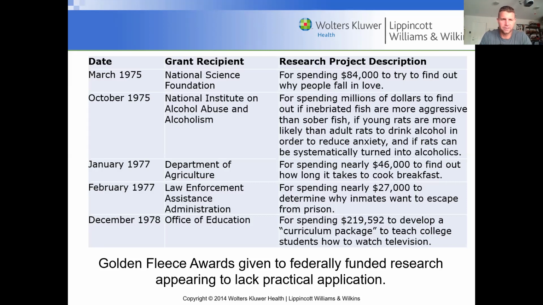October 1975. Apparently, a lot of weird stuff in the 70s. There are some newer ones. This is a kind of fun thing that we do for this class. The National Institute on Alcohol Abuse and Alcoholism spent millions of dollars to find out if inebriated fish are more aggressive than sober fish, if young rats are more likely than adult rats to drink alcohol in order to reduce anxiety. I don't know how you can measure that. And if rats can be systematically turned into alcoholics.